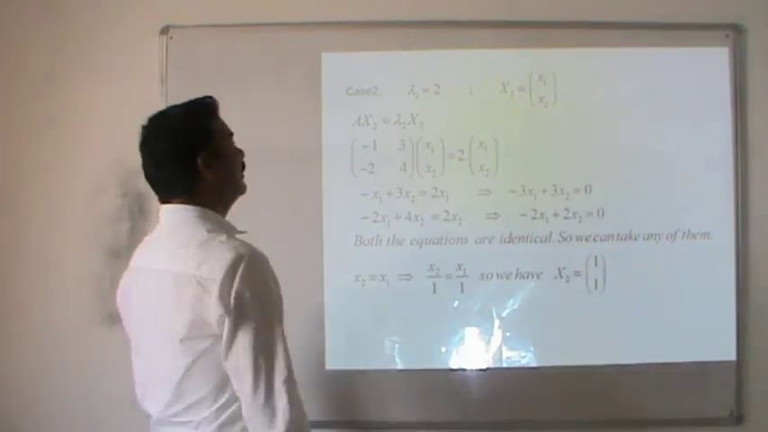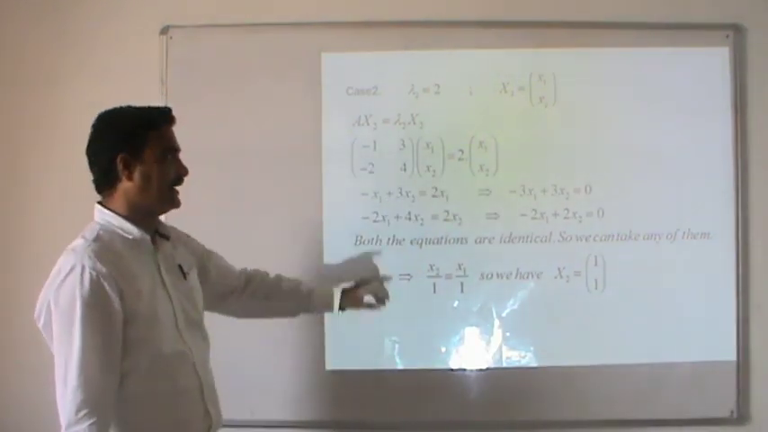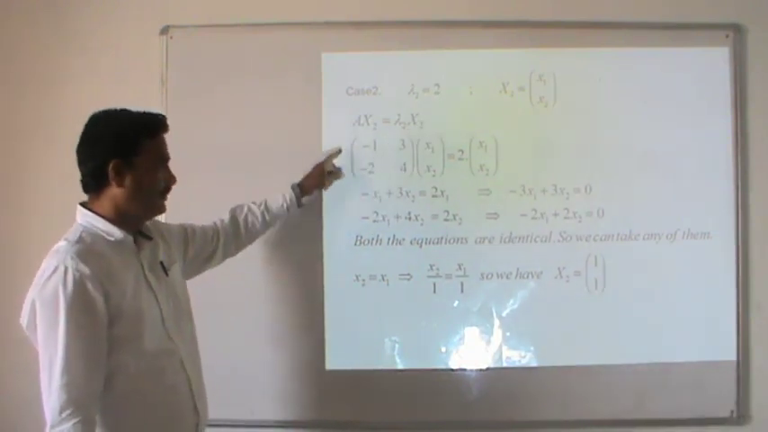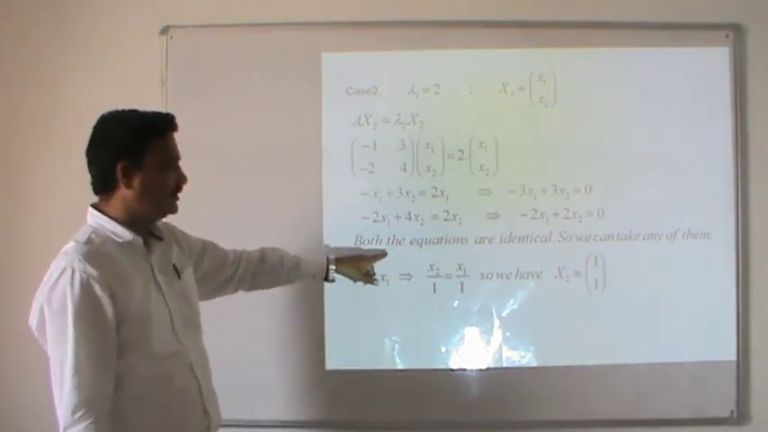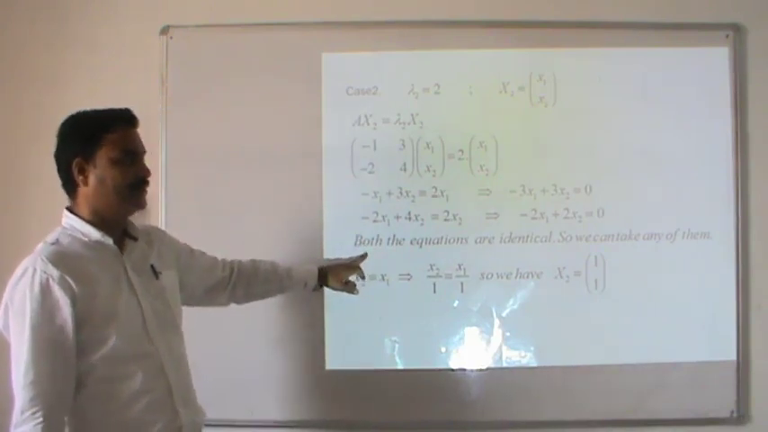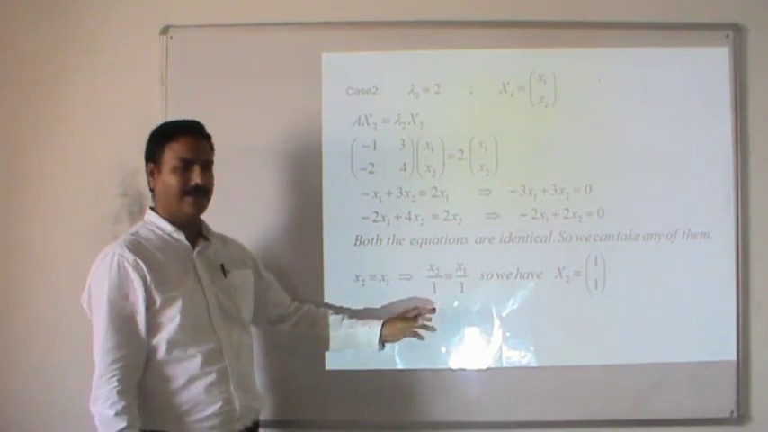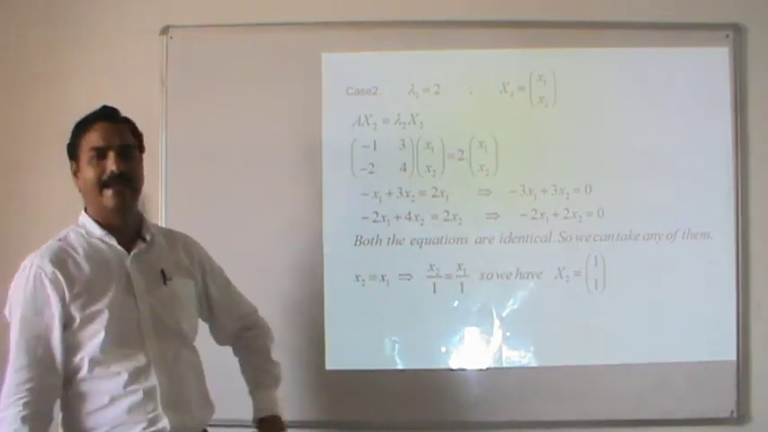Now case 2, we consider capital X2 as the second eigenvector corresponding to eigenvalue lambda 2 equal to 2, and we proceed in a similar manner, and both the equations are again identical. So we can take any one of them, and finally we get (1, 1) as an eigenvector. So this is our second eigenvector.